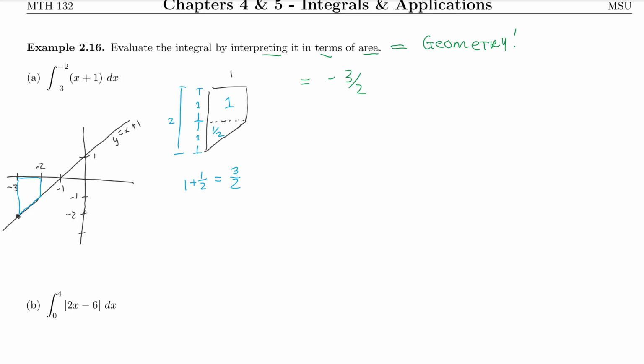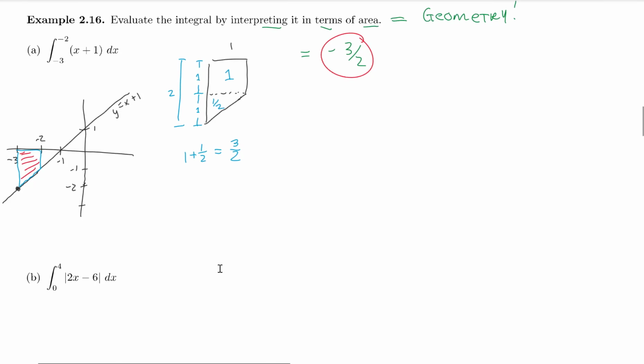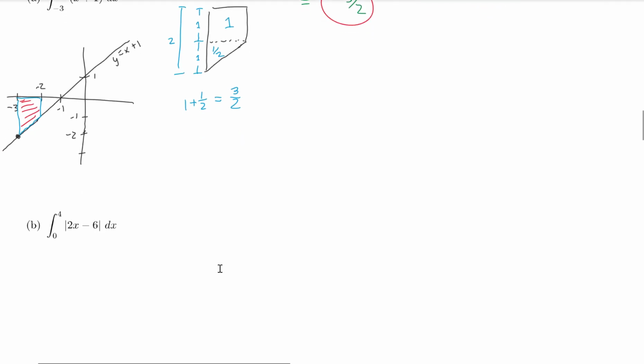But since this area is underneath the x-axis, the sign of our integral should be negative. So our integral here is -3/2, even though the area itself is 3/2 inside of there. When we're finding the integral, we have to think about the area having a sign. So when it's below the x-axis, the sign of this area is negative. Let's go and take a look at this next example.